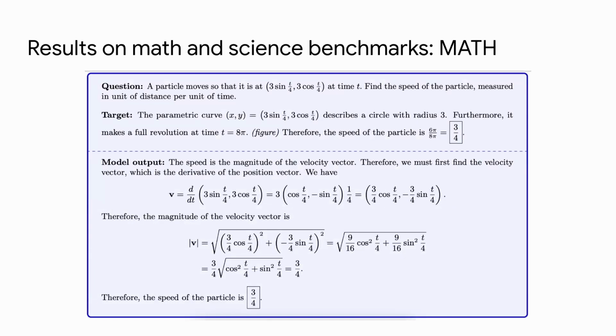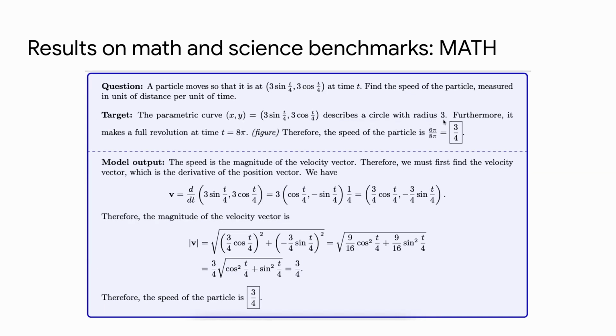Okay, so a few more results and then I'll show aggregate results on the whole benchmark. This is again on MATH, this benchmark that involves math questions. Here the question is: a particle moves so that these are its coordinates at time t. Find the speed of the particle, measured in some units. This is the target answer for reference. When you have the benchmark, you get questions and you get full correct answers, not just the final answers, but whole step-by-step answers. So this is the target answer.